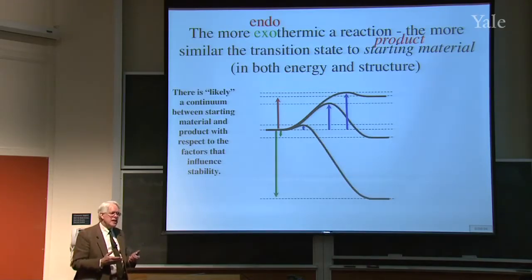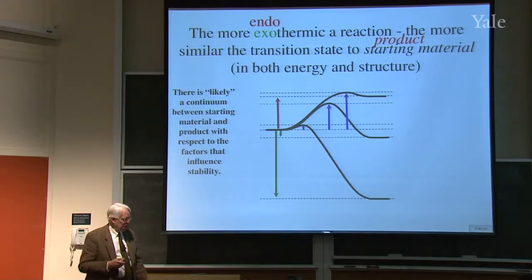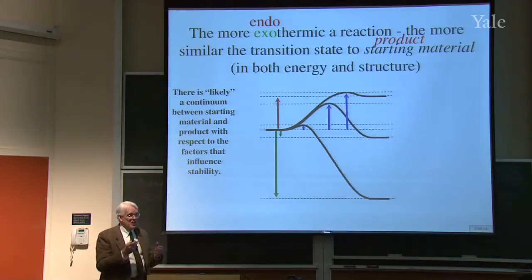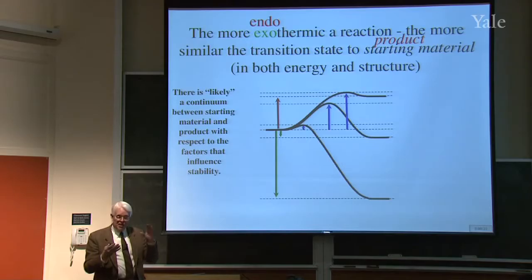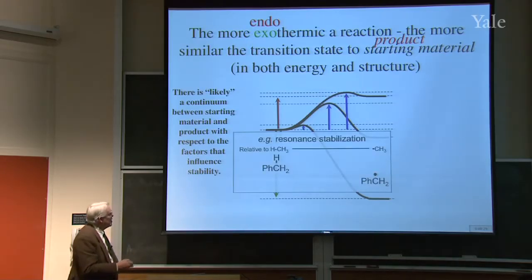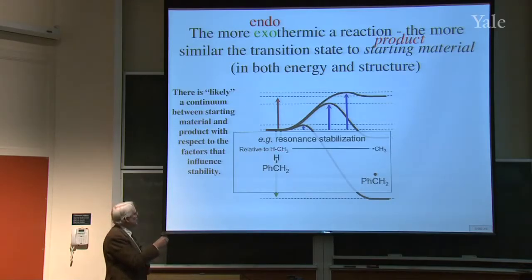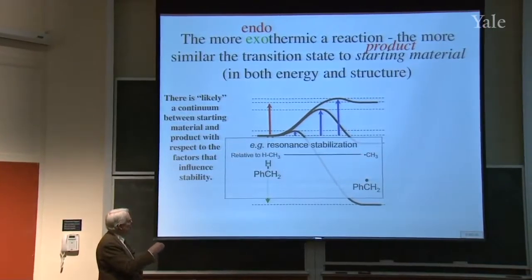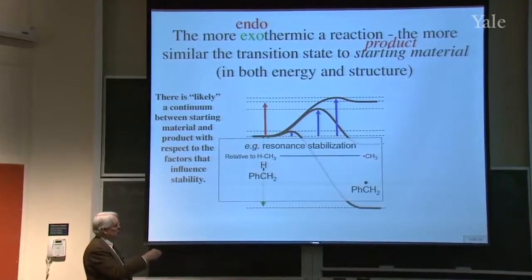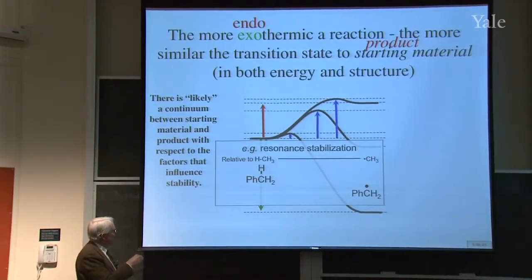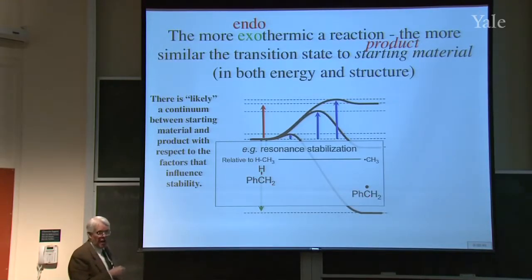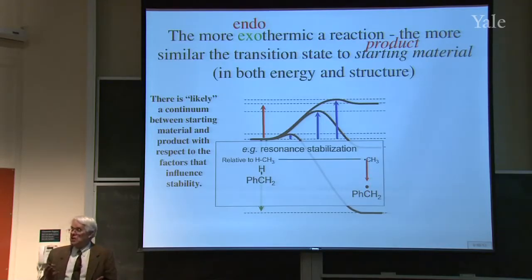Now, there's likely a continuum between starting material and product with respect to factors that influence stability. For example, resonance stabilization. Remember, the allyl radical and the benzyl radical are especially stable because they have resonance stabilization, the SOMO mixing with pi and pi star. Okay? So relative to just a regular old alkyl group, methyl, methane goes to methyl radical. We make those by definition the same, because we're going to compare relative. What happens if we have benzyl with hydrogen on it and the benzyl radical?